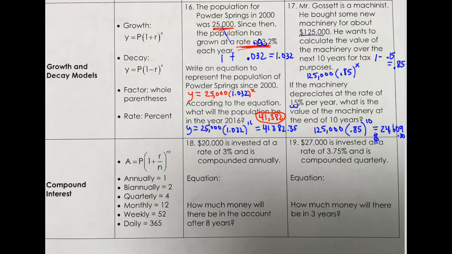So 20,000 is invested. So we're starting with 20,000. Right? And then it's saying at a rate of 3%. And so we have, you know what, let's just go ahead and write this entire thing out. So 3%. So you slide the decimal over twice. That's going to give you 0.03. And so, yeah, actually I will write it out.